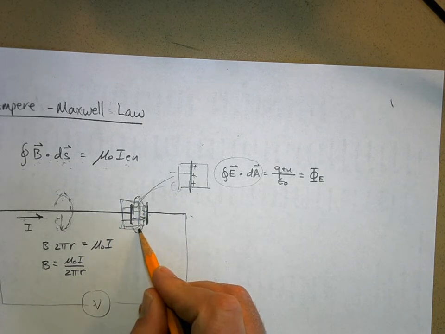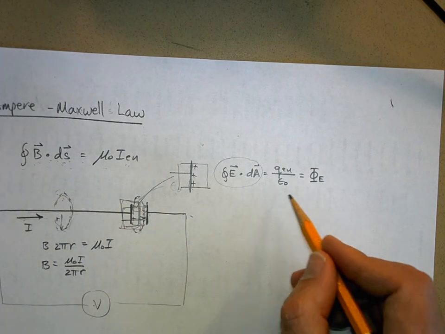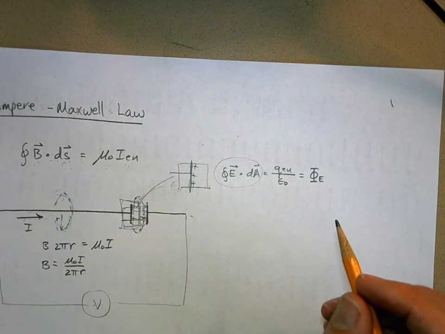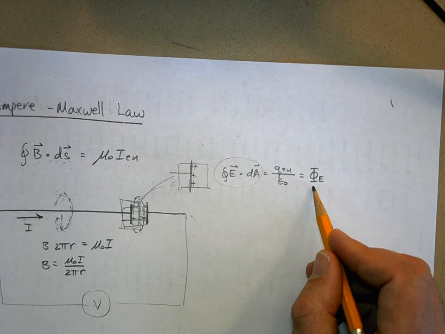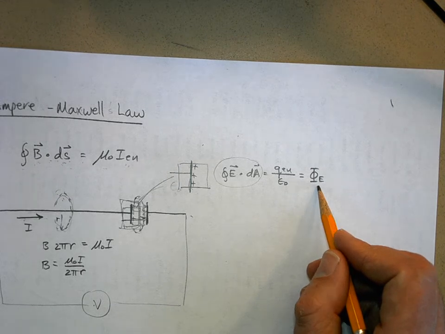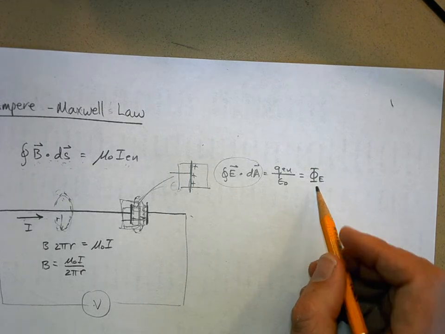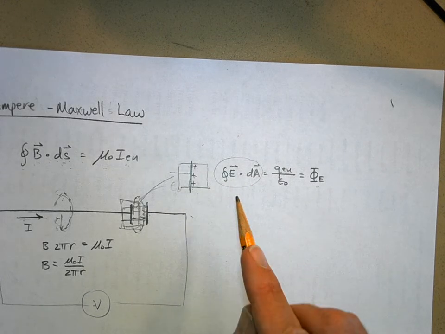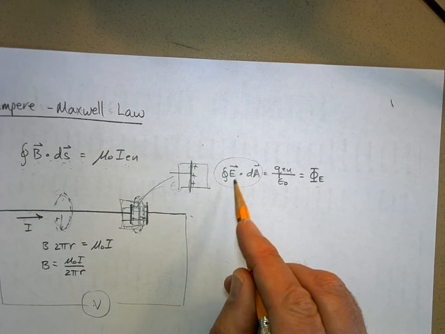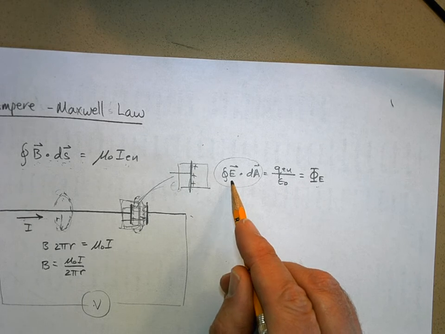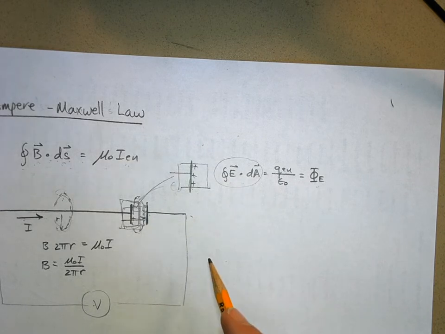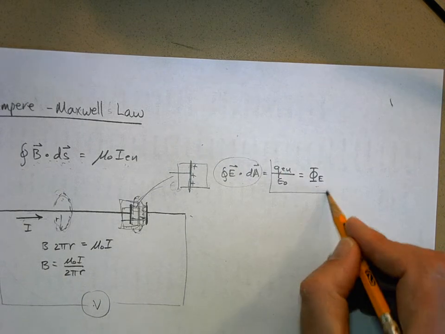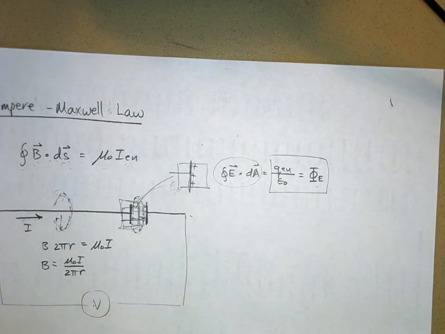And I'm going to use Gauss's law, but what I'm really doing is figuring out how much electric flux is in there. Remember we did that? Electric flux, careful. Electric flux is equal to the electric field times the area. Okay, so now I'm going to take a look at this.